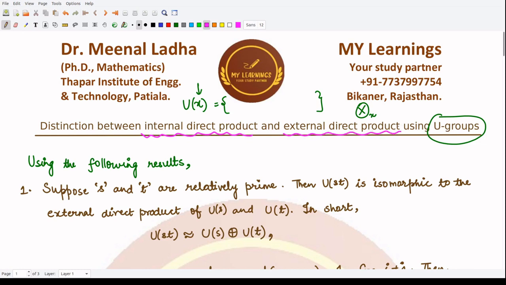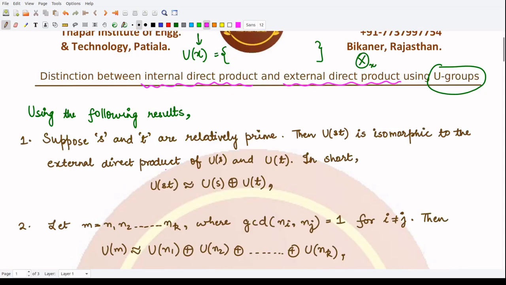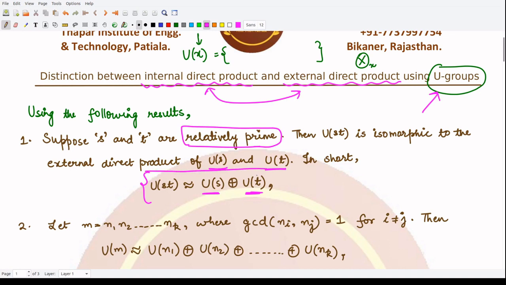Before moving on to the example straight away, let's recall various results that we have studied. In the first result, we have studied that if S and T are relatively prime to each other, then U(ST) is isomorphic to the external direct product of U(S) and U(T). So we can write U(ST) is isomorphic to U(S) direct product with U(T). This is one result that we will be making use of, because we are now studying particularly U groups to show the relationship between internal and external direct products. Here it is important that S and T should be relatively prime to each other. Only then can you write it like this.